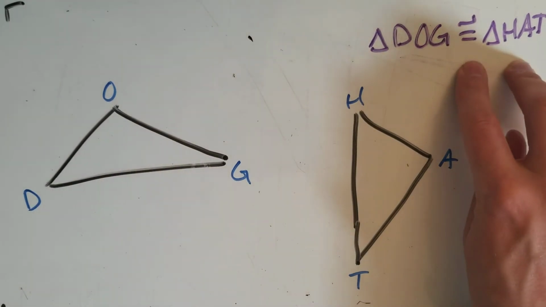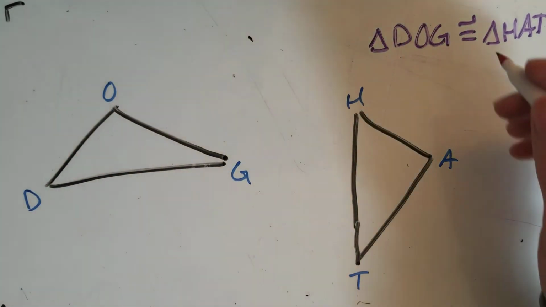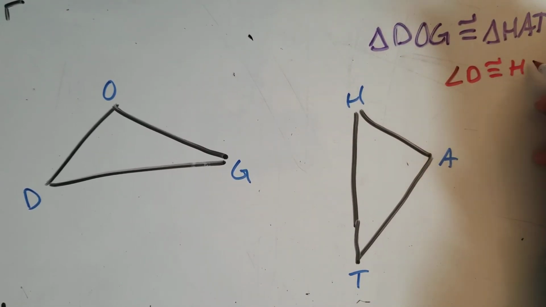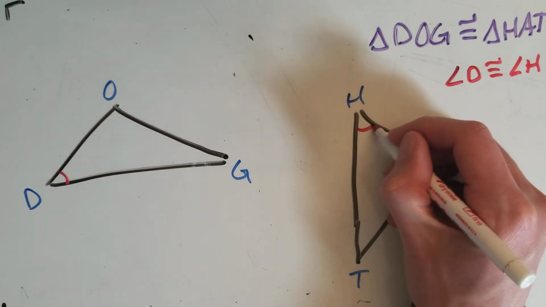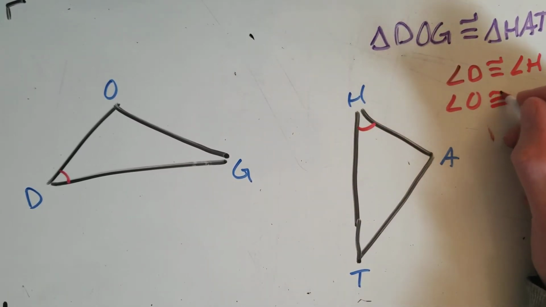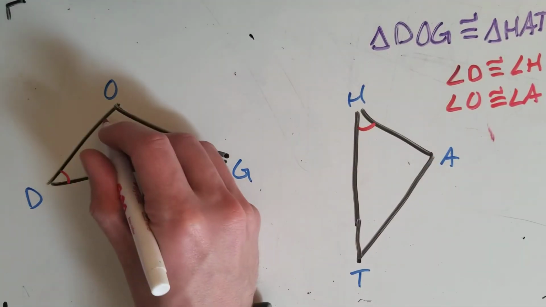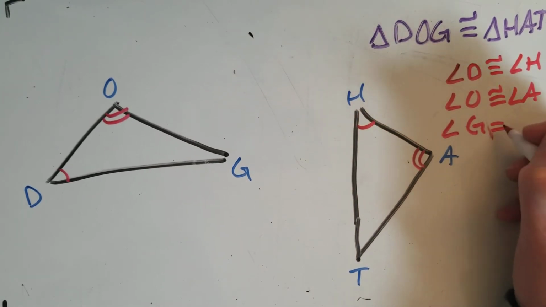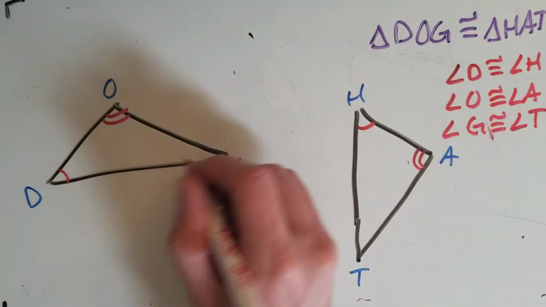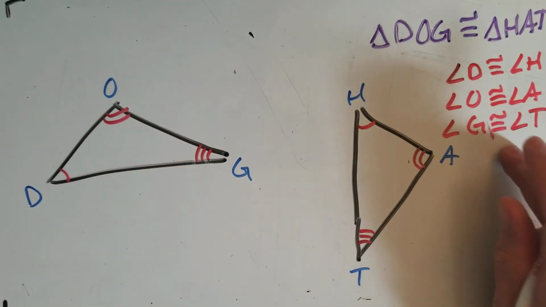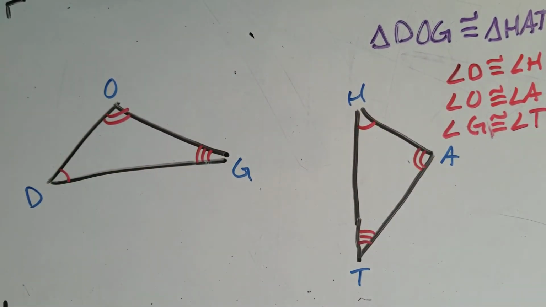So we're given this information. Since we're given that information, we can conclude that D goes with H, so angle D is congruent to angle H. So angle D, I'm going to mark it, is congruent to angle H. Angle O is congruent to angle A. So angle O, put 2 markings, is congruent to angle A, and angle G is congruent to angle T. And here's all of your congruent statements for the angles. Here's all the markings right there.